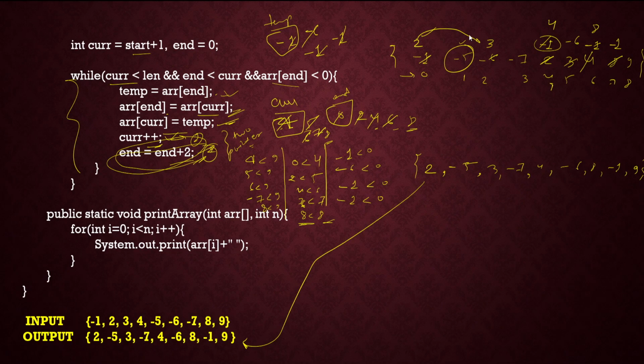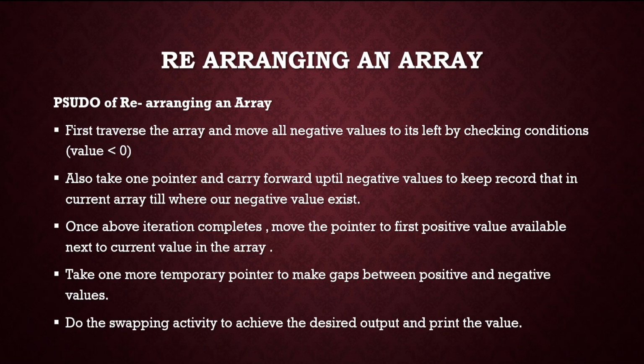Now what you have to do? You have to move one by one with this swapping algorithm again, using the two pointer approach. You have to move all the positive values to their actual place, which has a gap of one negative value between them, right? You will try this particular program by yourself, then you will get to know.